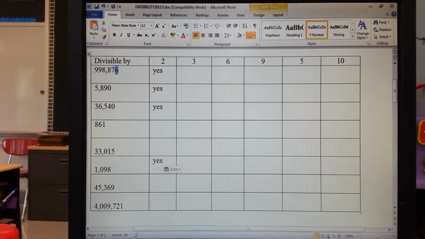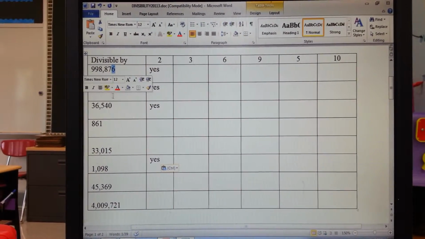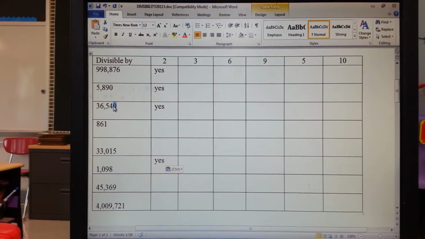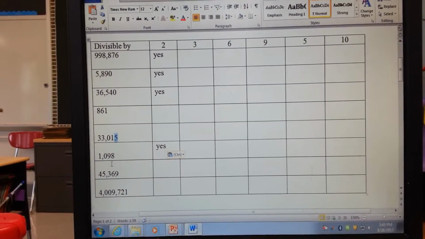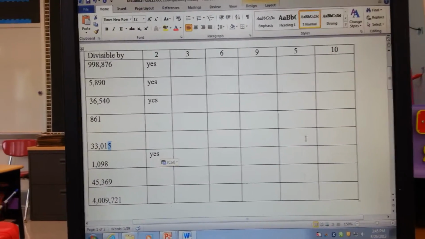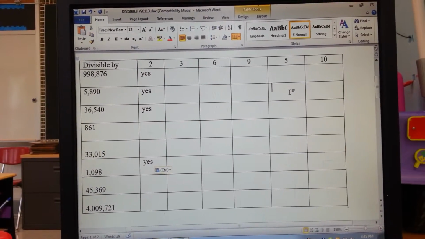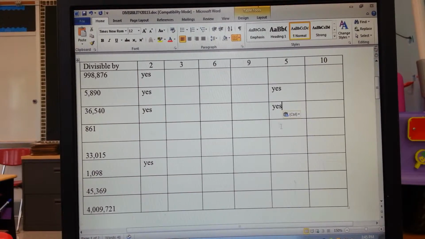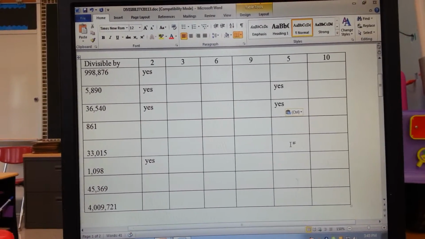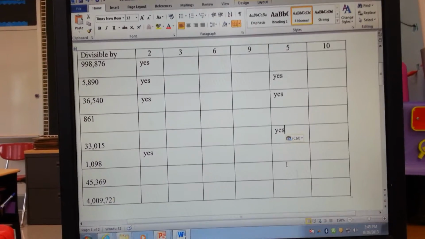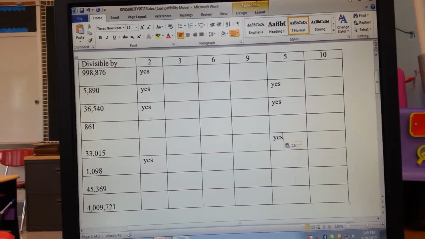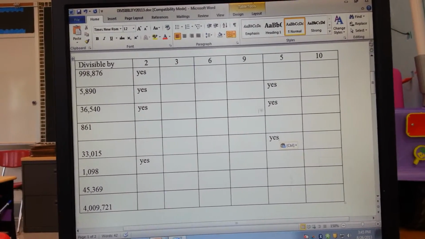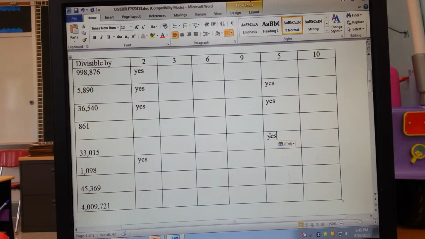That does not end in 5. That's not divisible by 5. This ends in 0, so it is divisible by 5. So is that. So is that. And that's it. So the ones that are divisible by 5 are here. This is divisible by 5. This is divisible by 5. This is divisible by 5.